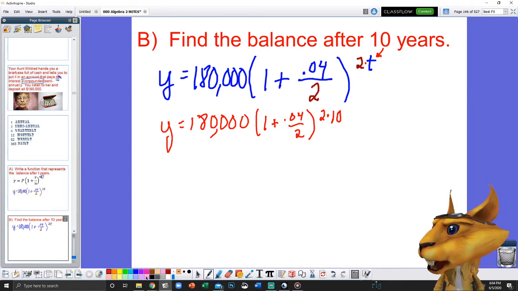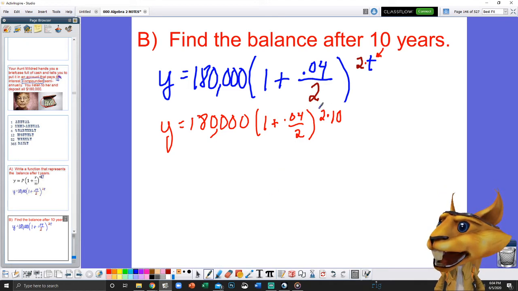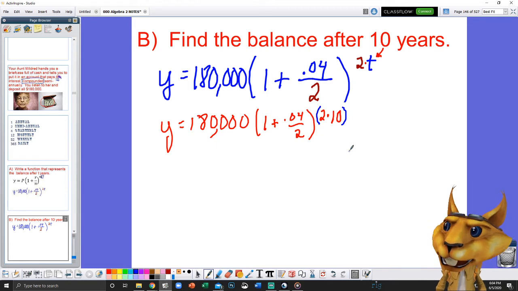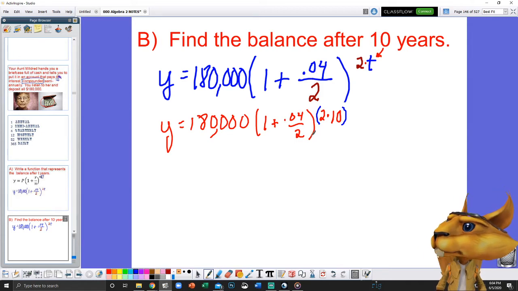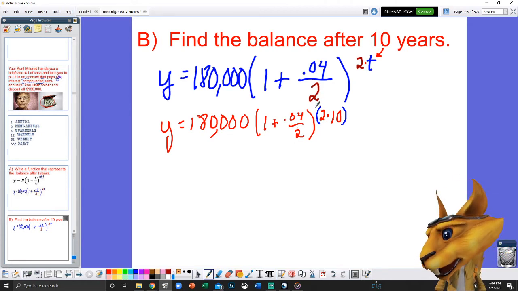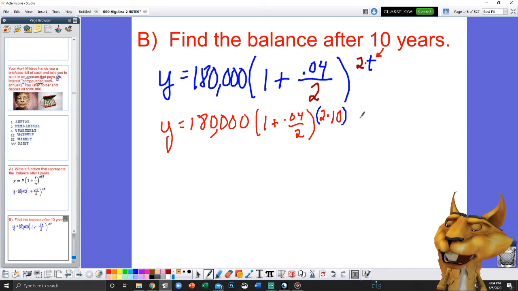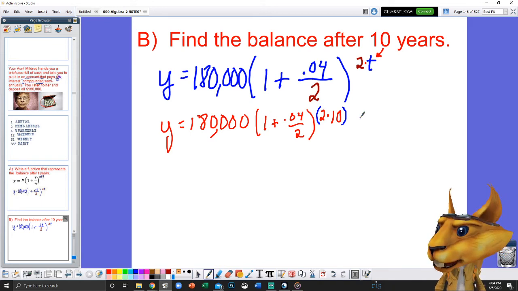Now, what do we always do when we have an exponent? We're always going to put it in parentheses, just like this, when you type it in the calculator especially. So in the calculator, you're doing 180,000 parentheses 1 plus 0.04 divided by 2 parentheses exponent button right here, and then 2 times 10. You go ahead and type that in your calculator as I do, and we'll see what we get.